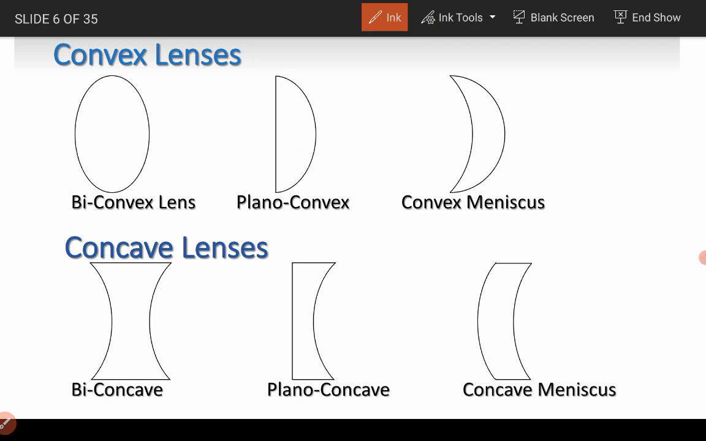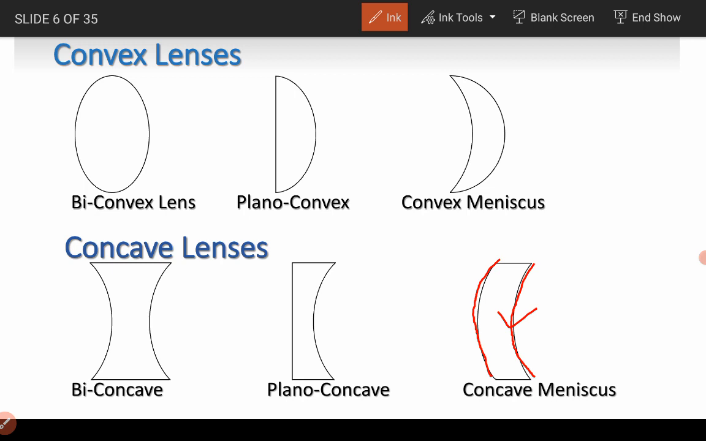And then we have, last but not least, concave meniscus. Concave meniscus is one that has one end which is curved inwards, this one, and it also has a meniscus the other side.